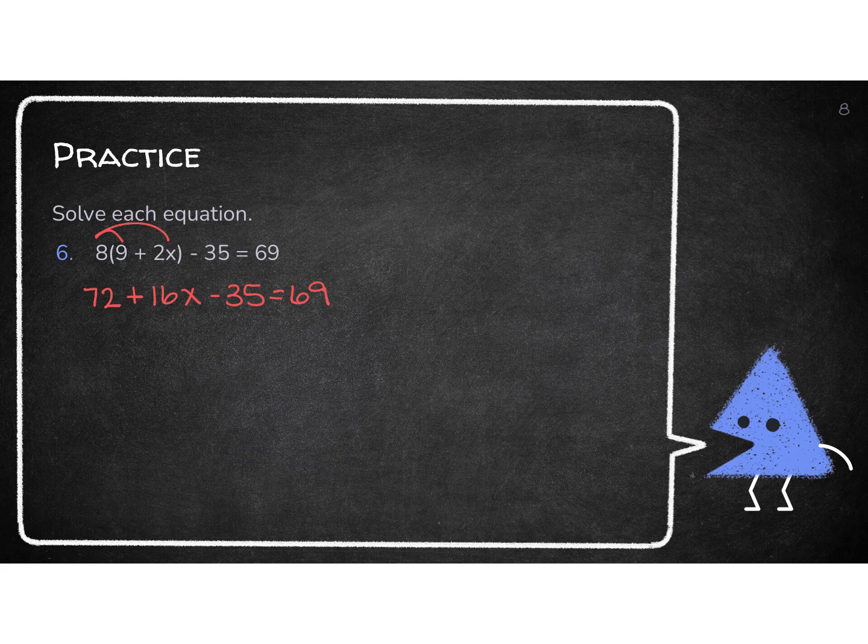Now I'm going to combine this 72 and this minus 35 together because I want to just have one number there. So I'm combining like terms. So when I do 72 minus 35, I get plus 37. So now we can subtract the 37. I'm going to get 16x is going to equal 32. Divide by 16. X is going to equal 2.